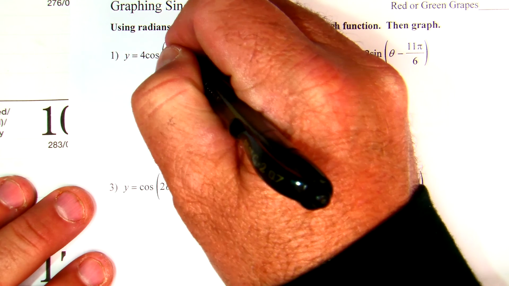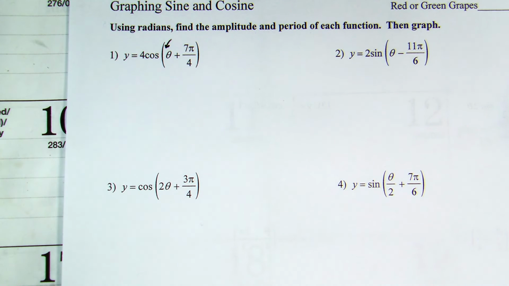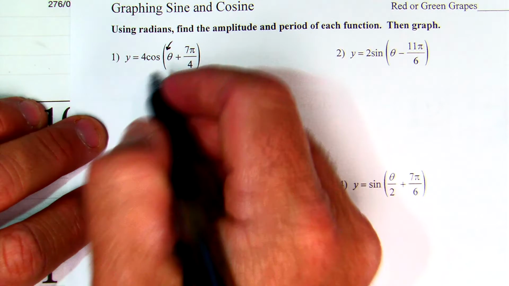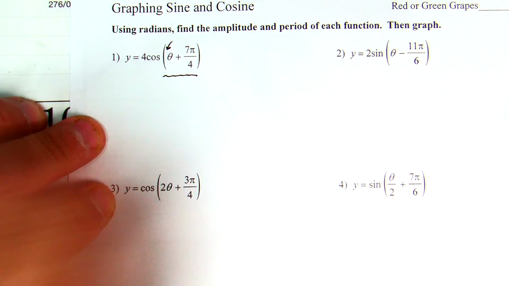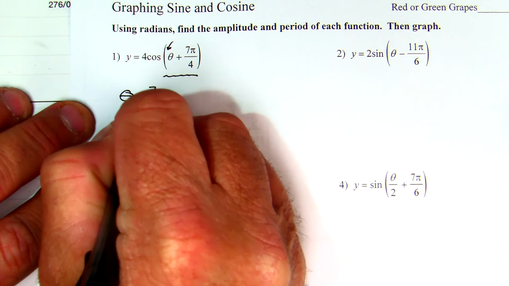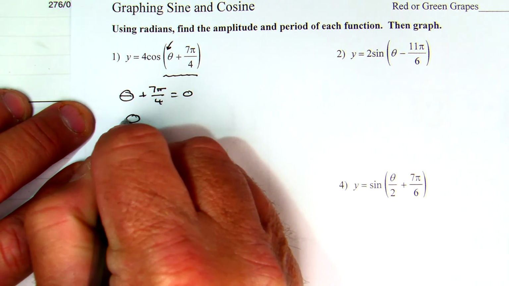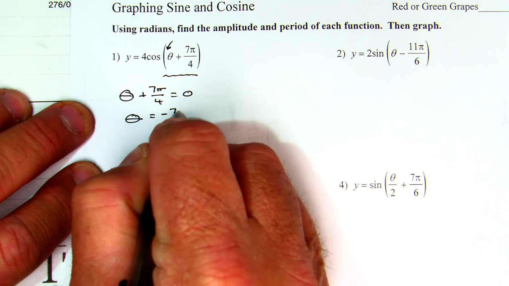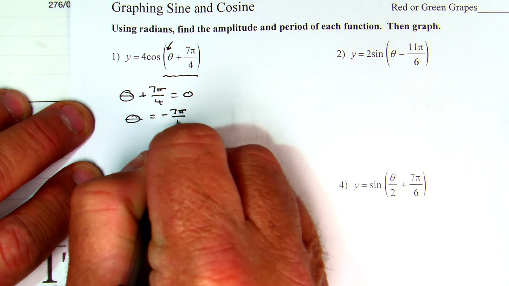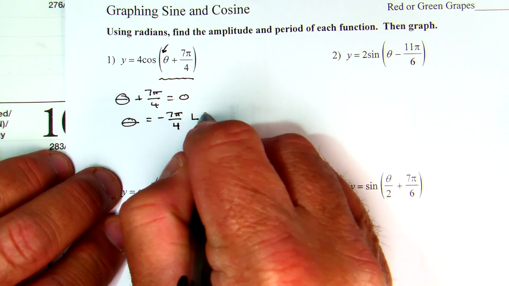Okay, so there's theta. Alright, so our period's 2 pi because there's nothing in front of it. We're going to set this either mentally or physically on paper equal to 0. So theta plus 7 pi over 4 equals 0. Subtract it, theta equals negative 7 pi over 4. Again, when theta does not have a coefficient, it's just going to be the opposite. So my left-hand point is negative 7 pi over 4.